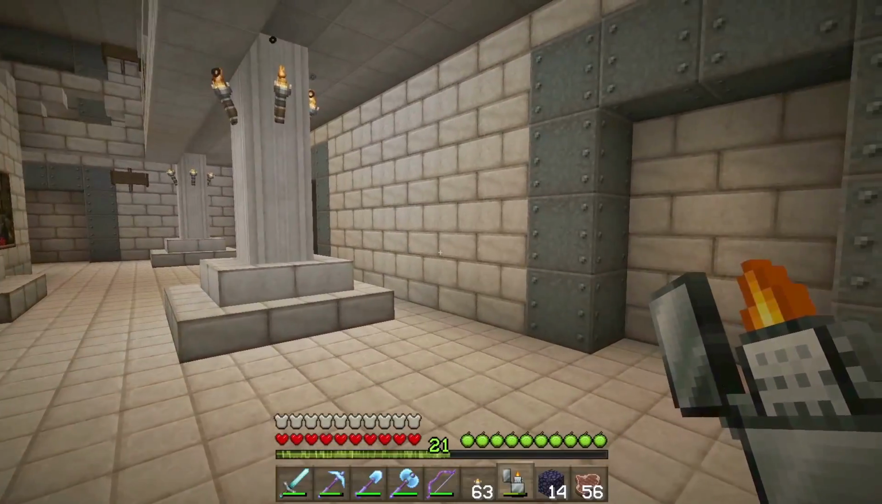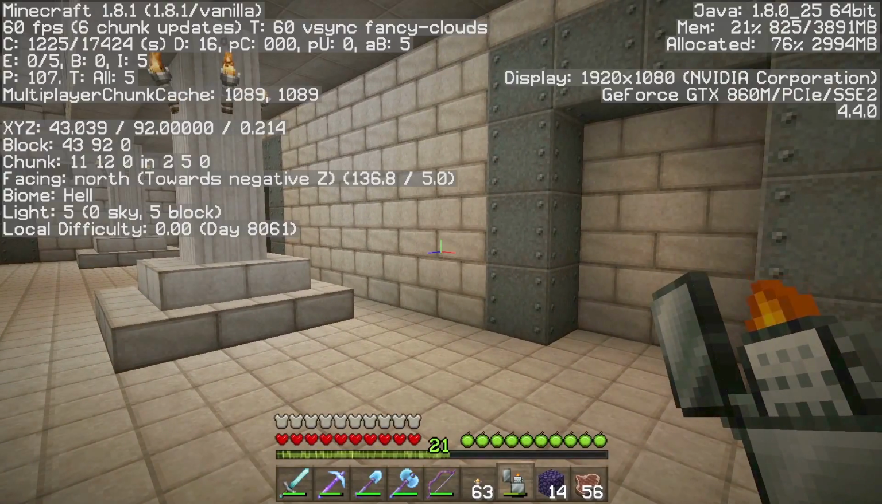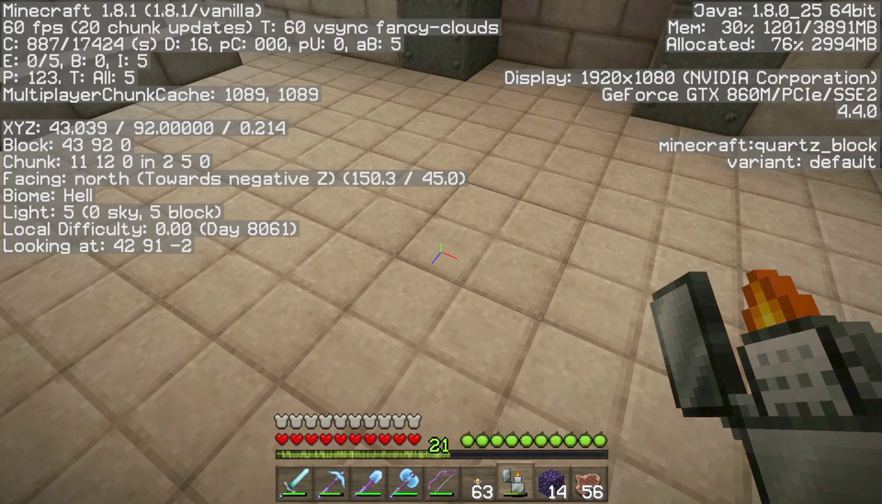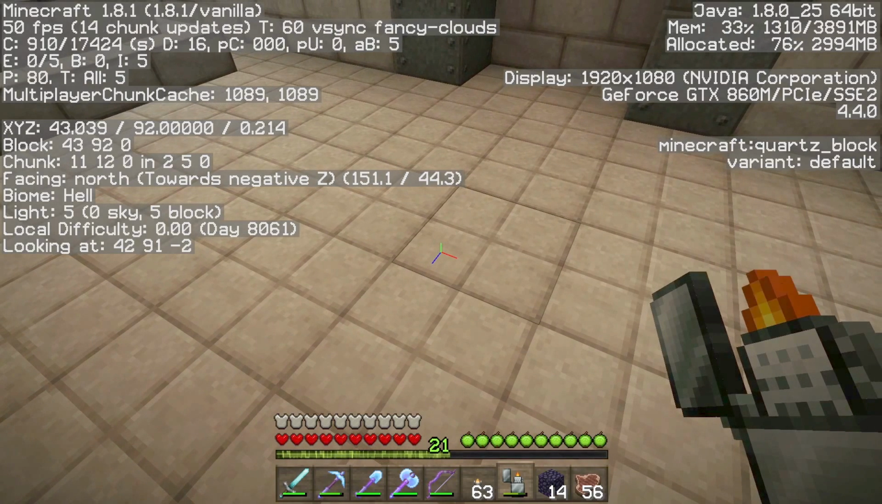So what I'm going to do here is I'm going to look at the blocks that I'm at. And right now I am at 42, 91, negative 2. Now again, I can totally ignore that 91. The 42 is exactly where I wanted to be.